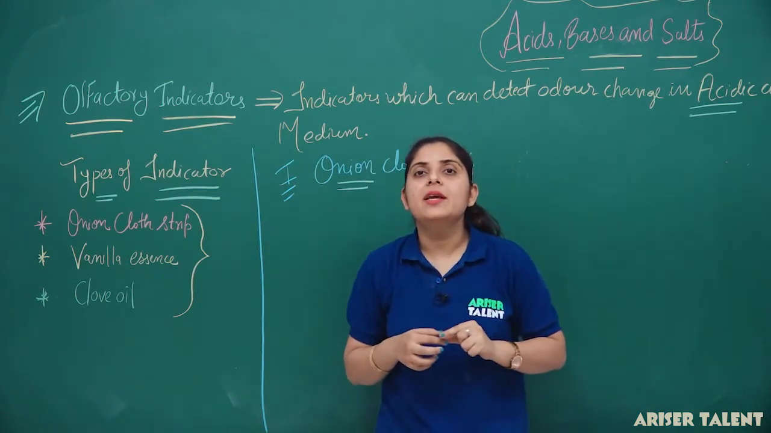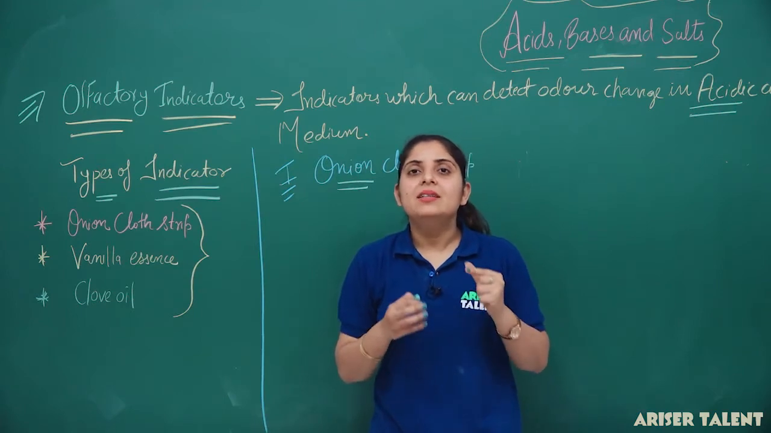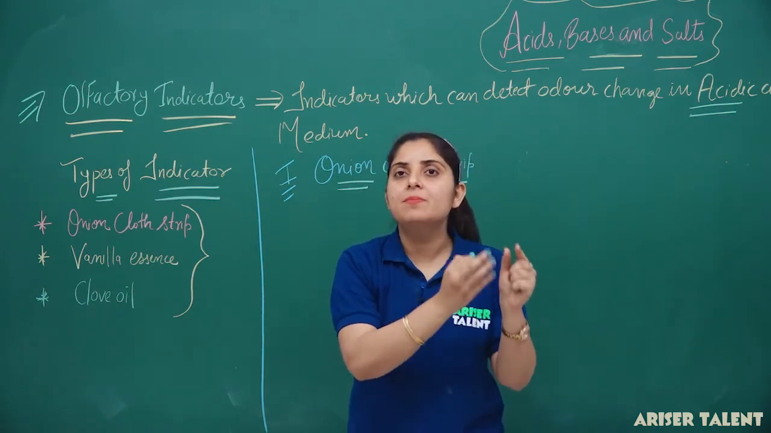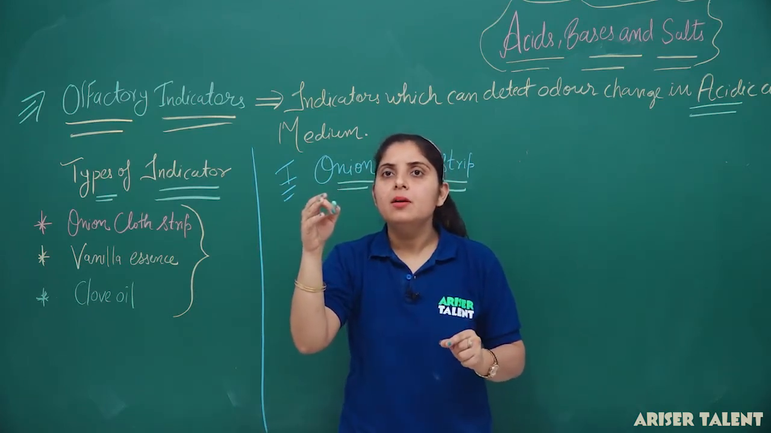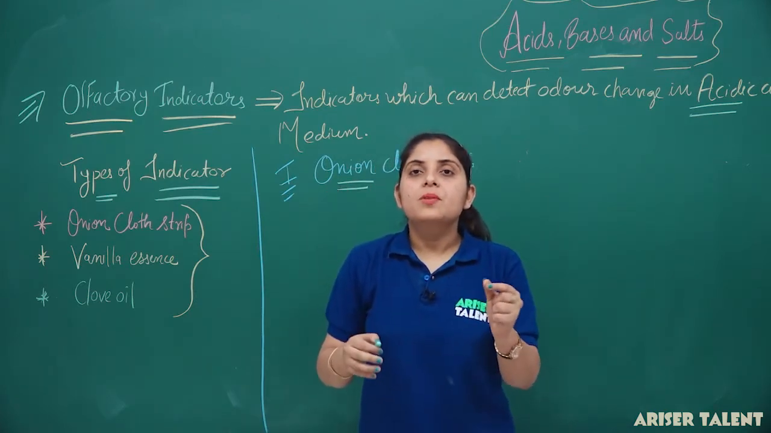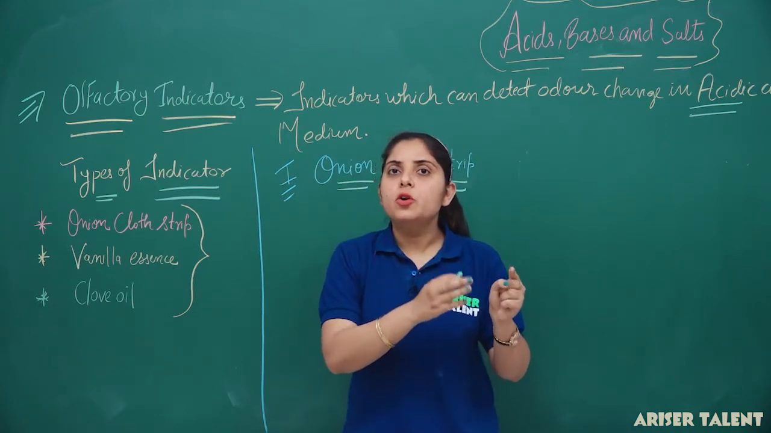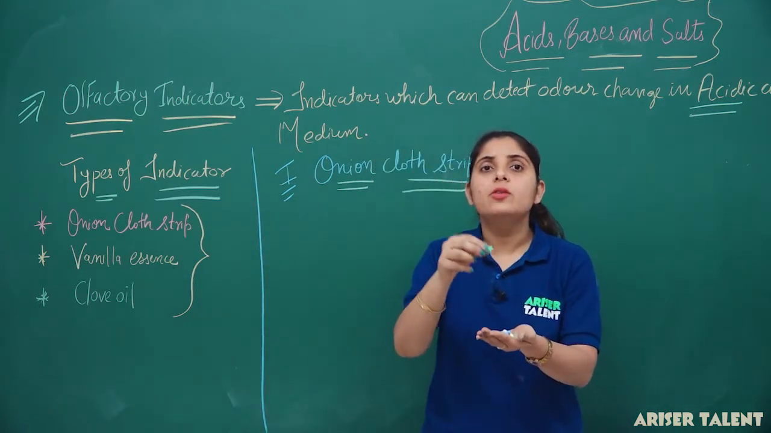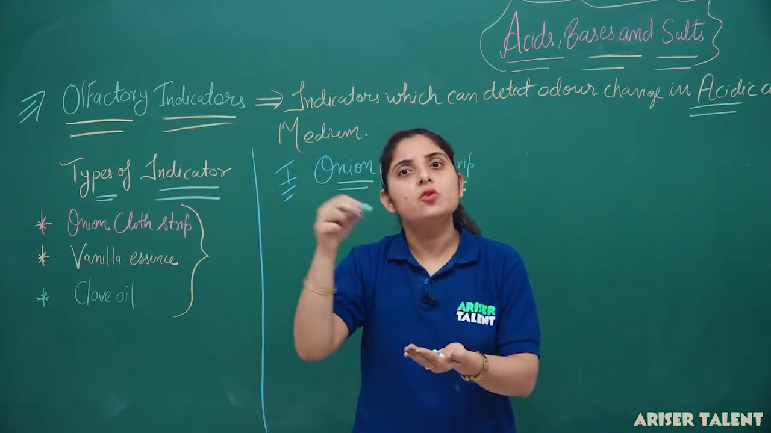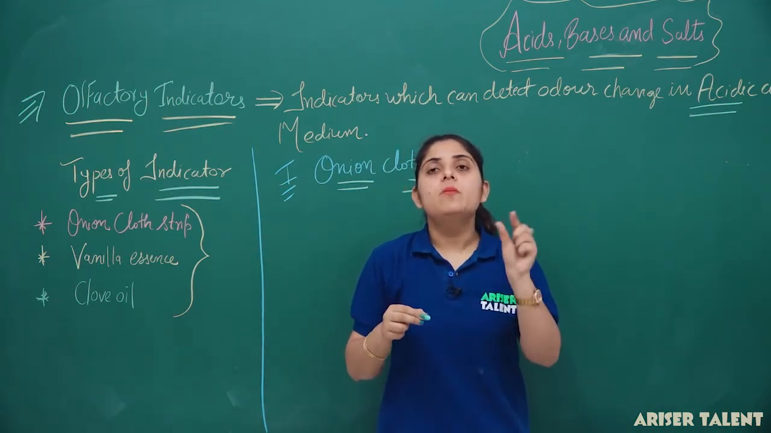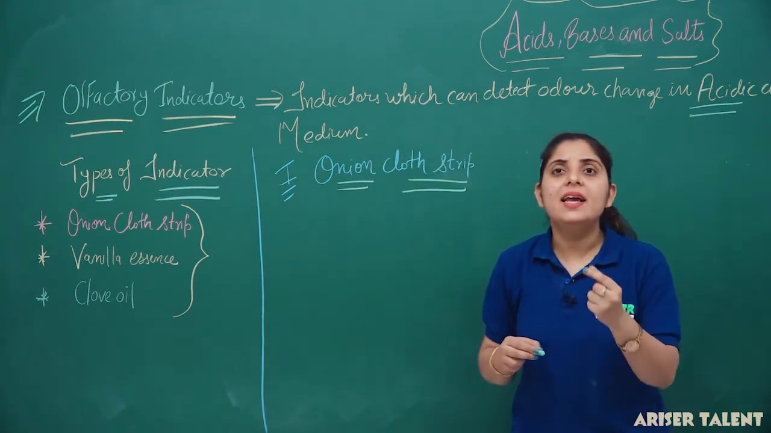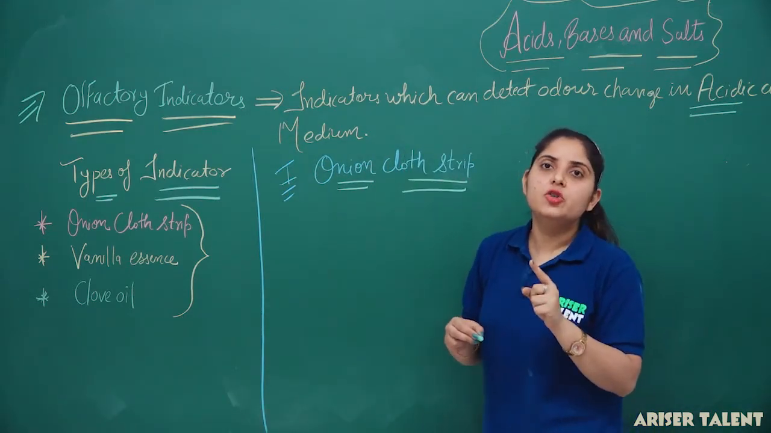So after a few days, what you will observe is that there will be a change in the smell of that substance, because the onion smell is transmitted to the paper cloth. Now we will take some acid or basic medium and put the acid on the onion scented strip and the base on the onion scented strip. So we will observe some odor change in both the cases, so we can easily identify that there will be a change of odor.